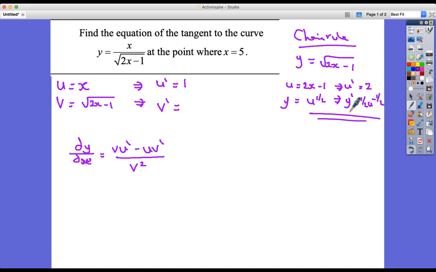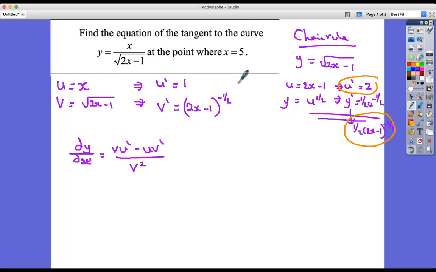Now this here is actually half u, isn't u, is it? It's 2x minus 1 to the power negative 1 half. And by the chain rule, what I need to then do is multiply this and this together. So 2 times a half is really easy. It makes 1, which tells me that this is 2x minus 1 to the power of negative 1 half.